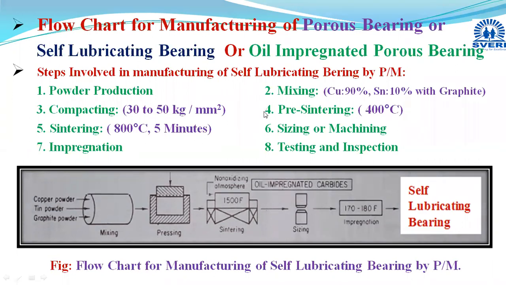Then the next application is in the food industry or textile industry, where our desire is that the food or textile products should not get contaminated with oil. In that sector, we are using these porous bearings only.